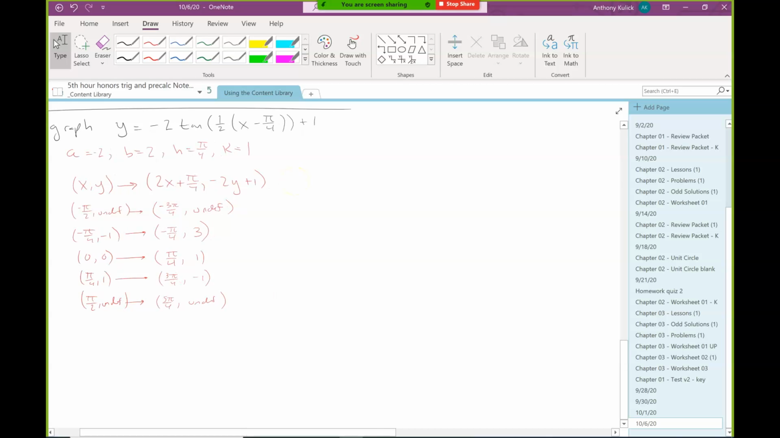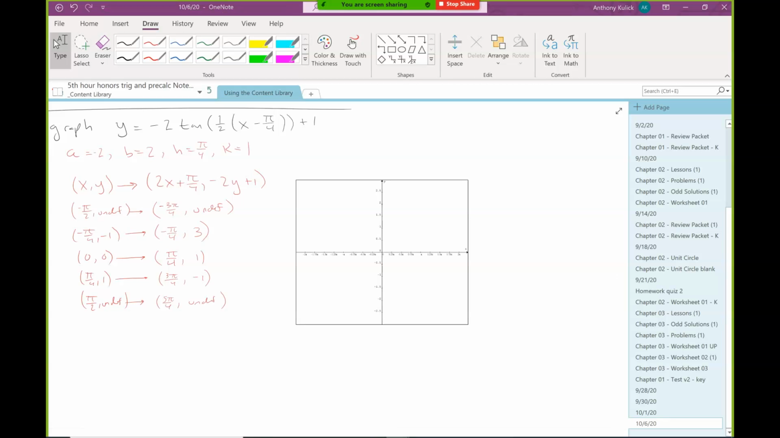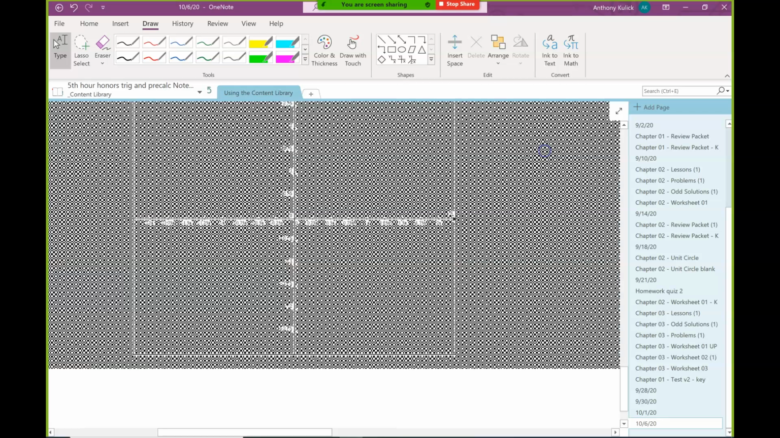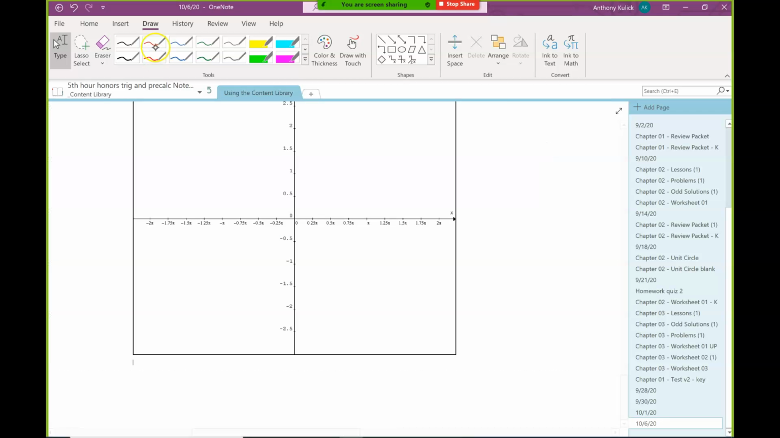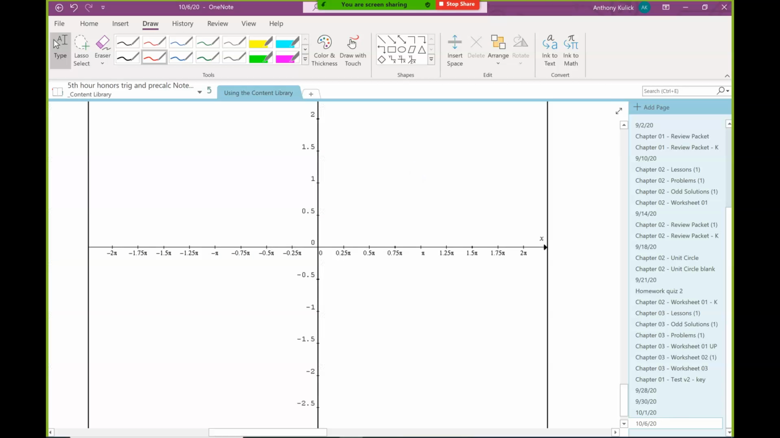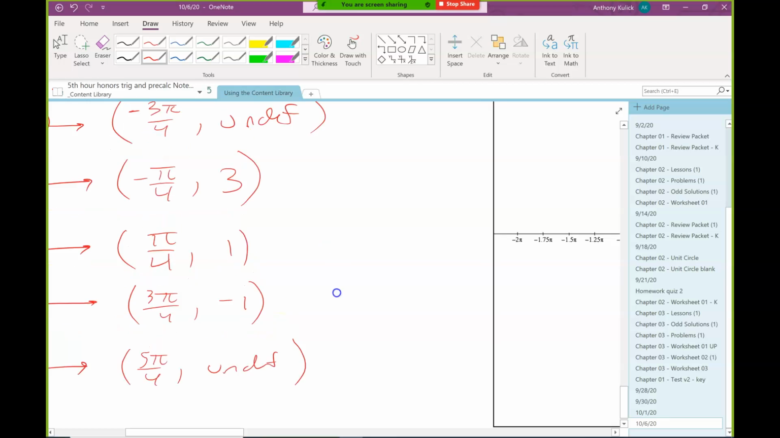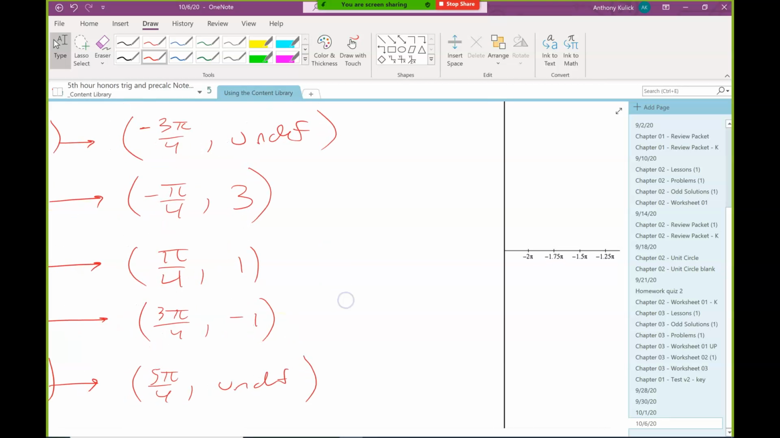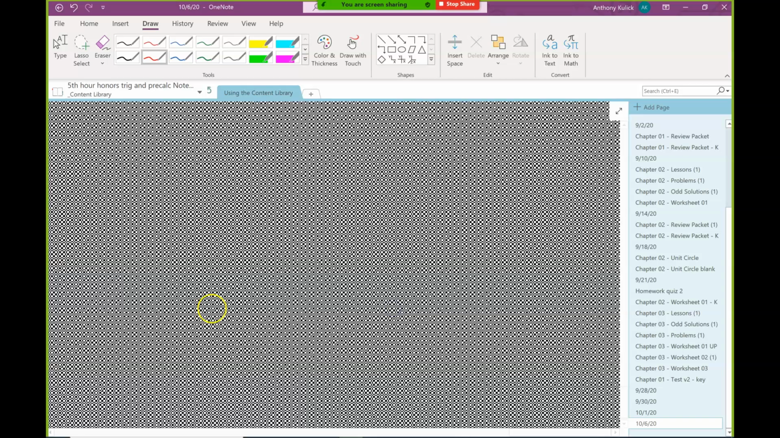So to graph this, I'll put in some graph paper. That's just from -2π to +2π. I like to start by drawing in my asymptotes. Asymptotes begin at -3π/4 and end at 5π/4.